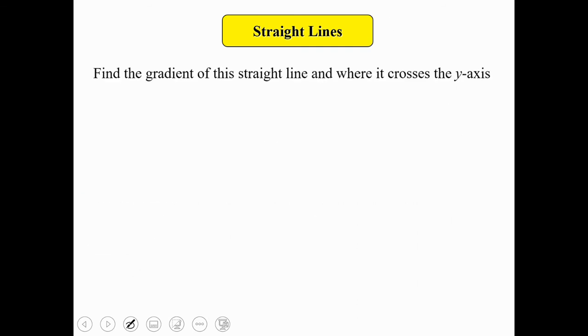So find the gradient of this straight line and where it crosses the y-axis. So y plus 3x is equal to 6. What I would like you to do is to pause the video, rearrange it so that it is in the form of y is equal to mx plus c, and work out the y-intercept and the gradient. Please pause the video, then press play when you're ready to carry on.